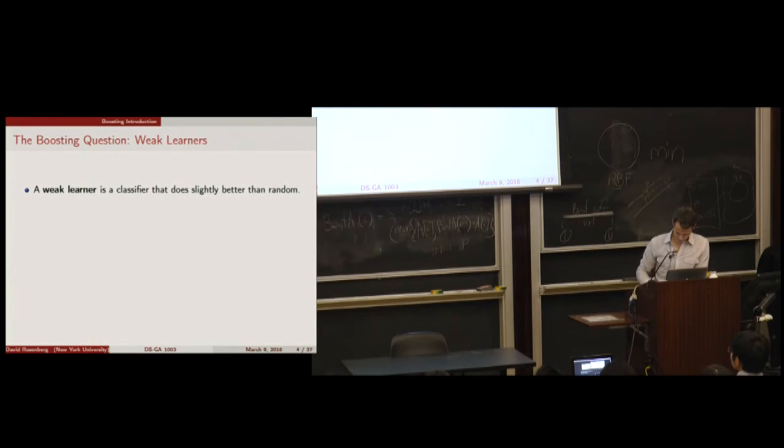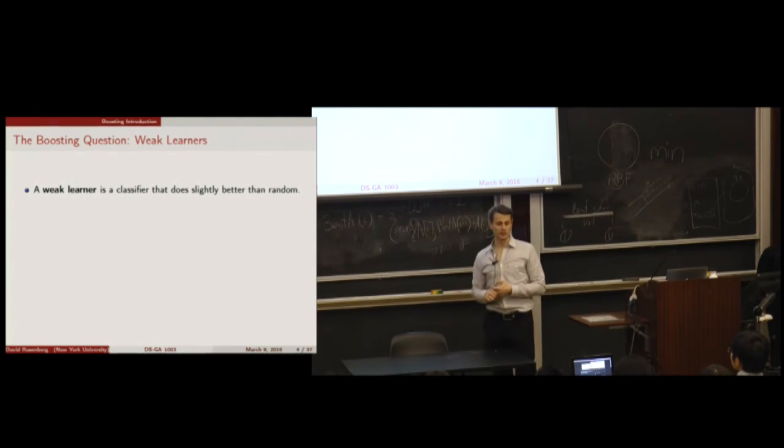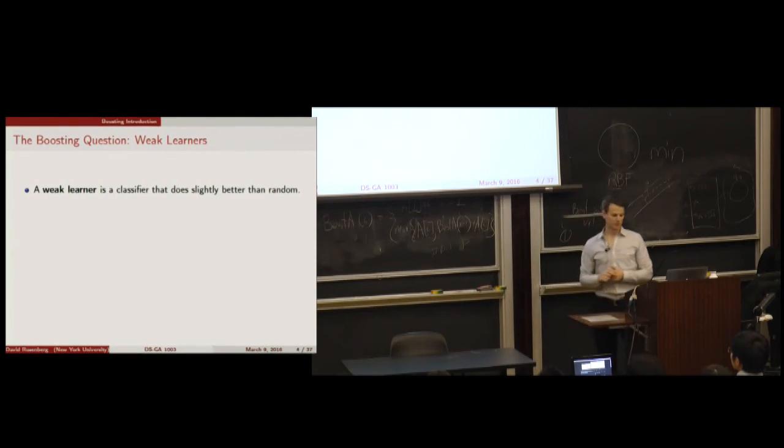So boosting, there's this classic question in statistical learning theory, in machine learning. It's called the boosting question. And the question was this. Suppose you have something that's called a weak learner, which is a classifier, in the classification case here, that does slightly better than random guessing. So if it's binary, we have a classifier that can beat 50% correct. It's a pretty light requirement.